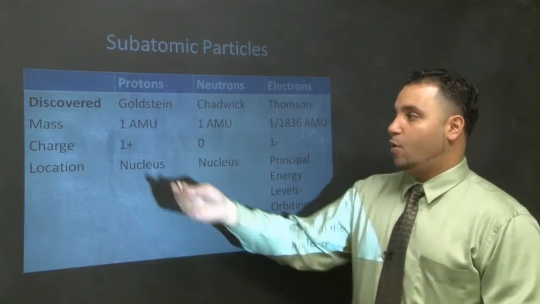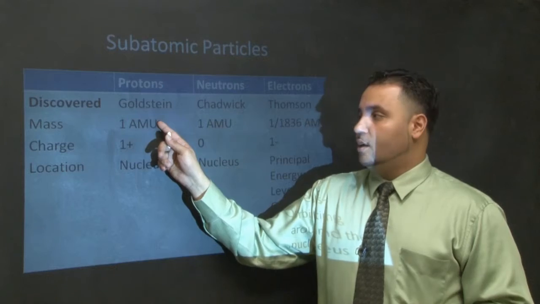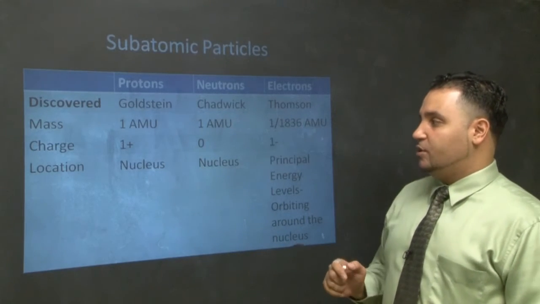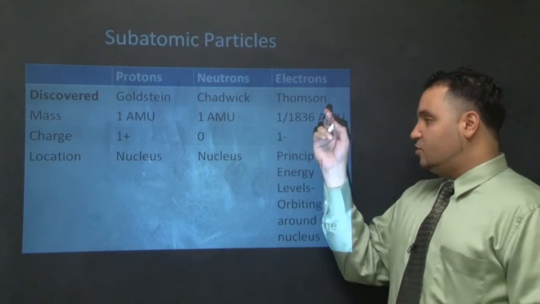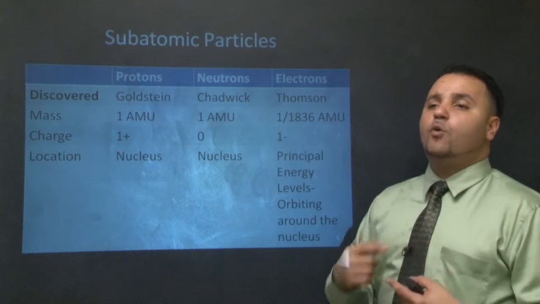Then the mass is 1 AMU. This stands for atomic mass unit. So 1 atomic mass unit is a proton, 1 atomic mass unit is a neutron. And then electrons, now their location, these are outside the nucleus, the location here would be in orbitals.